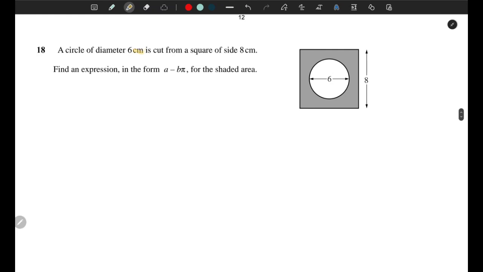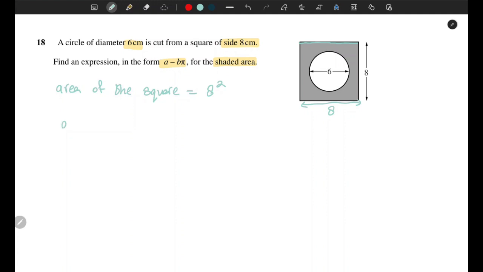Okay, so this is going to be the last question that we do today. A circle of diameter 6 centimeters is cut from a square of side 8 centimeters. Find an expression in the form a minus b pi for the shaded area. So shaded area ढूंढने के लिए first let's come up with a game plan. So the area of square minus area of circle is equal to the area of the shaded region, right?